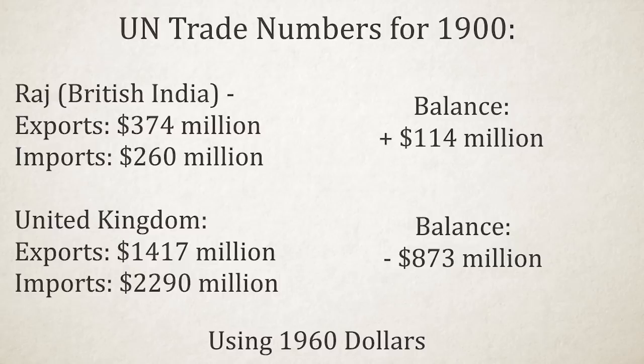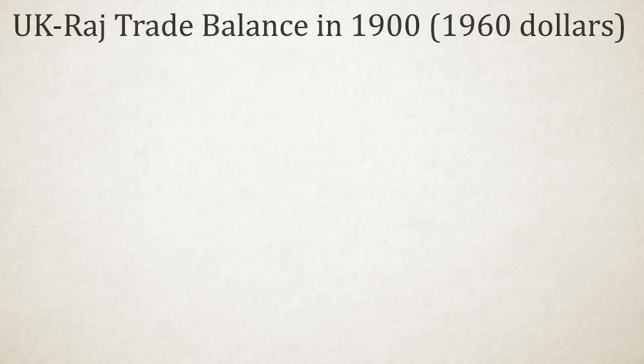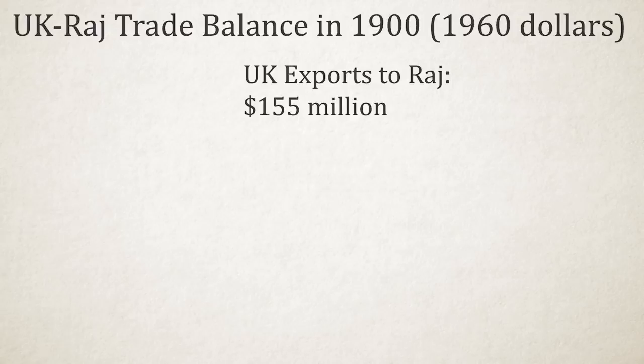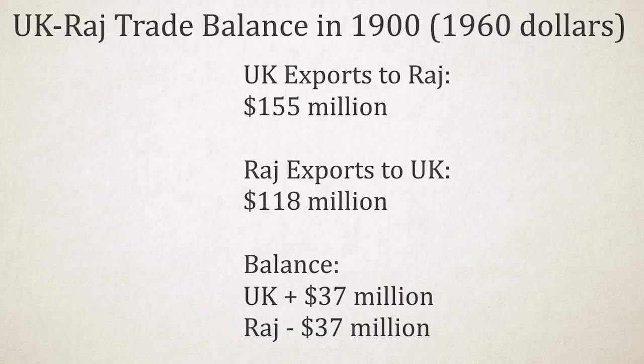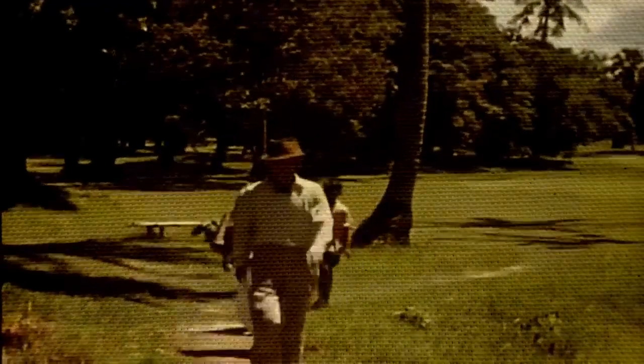So that is the context in which to look at what Thoreau has a bug up his butt about, which is this. The trade specifically between the Raj and the UK was 155 million in exports from the UK to the Raj and 118 million in exports from the Raj to the UK, resulting in a trade balance of plus 37 million for the UK and minus 37 million for the Raj. And this is supposed to be an impoverishing trade deficit for India. What's actually happening is that Thoreau and people like Thoreau don't really know what a trade deficit is and don't hardly know anything about global trade in the 1800s and are just looking for some way to make the British into a scapegoat.